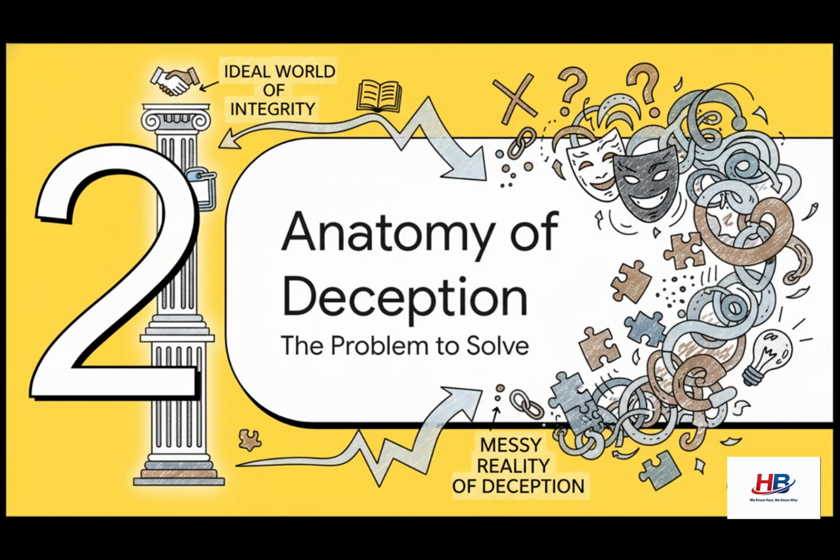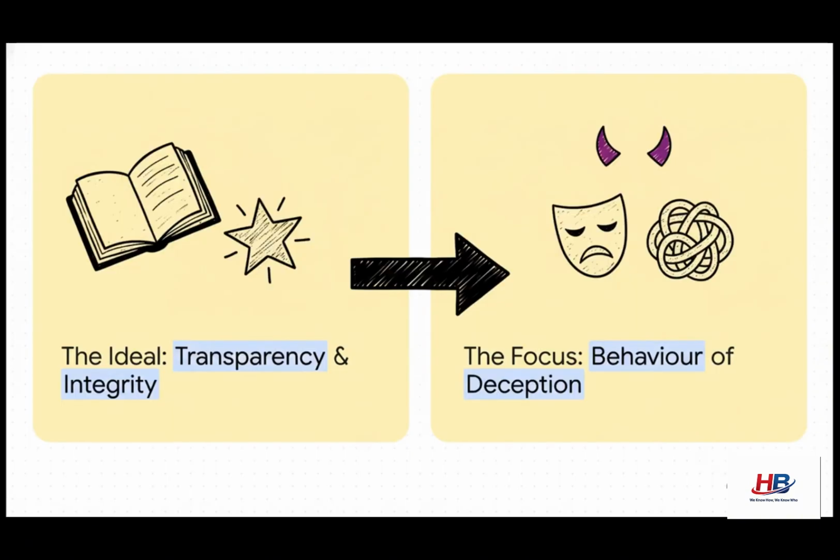Okay, so after laying out that perfect world of integrity, the module just slams on the brakes and takes a hard left. It shifts gears completely from the theory of leadership to the very real problem it actually wants to tackle, the anatomy of deception. And this slide really captures that pivot perfectly. You see how it moves away from that big, fluffy ideal of transparency and integrity and zooms way in on something super specific, what it calls the behavior of deception between a male and a female.